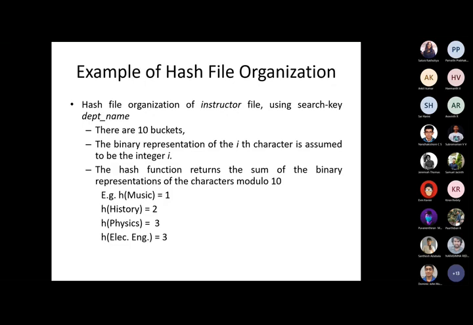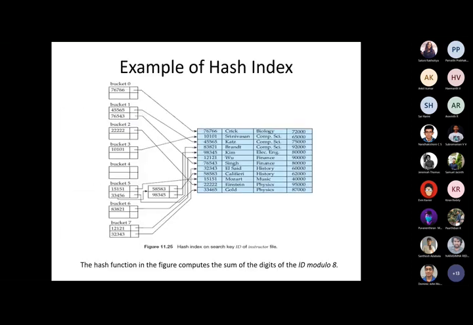So this is one way of generating a hash file for the instructor relation, where we work with the search key as department name, right? In the previous case we saw, the search key was the instructor ID. It is going to be the sum of digits in the instructor ID mod 8, right? So from the sum of digits in the instructor ID mod 8, you get the bucket address of the particular instructor, right?